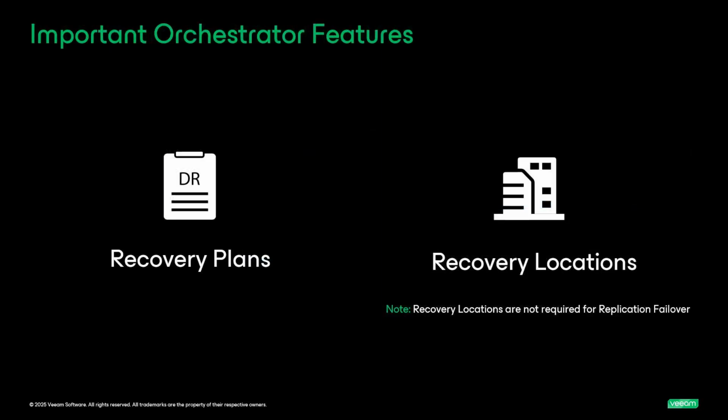So, important orchestration features. I just want to take a time out and talk about these a little bit, because they are extremely important to the product. We've talked a little bit about what Orchestrator is, what the components are, what the server is, and what the makeup of that is from an infrastructure perspective. But when we dive in and log into the product, we're going to have two core things that we're going to be working with. Those are recovery plans as well as recovery locations.